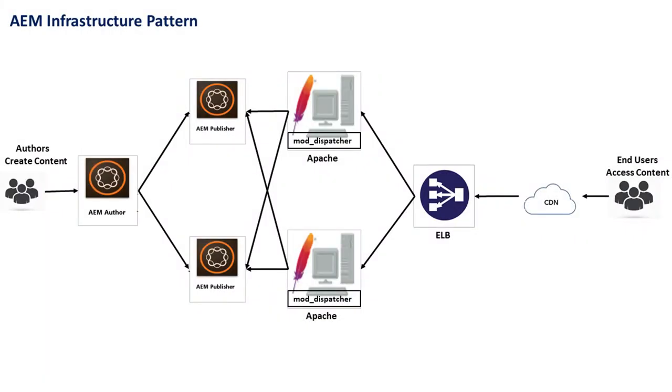Here you can have n number of dispatchers, and each dispatcher connects to all the publishers. If you see here, I have two dispatchers, and each one is connecting to both the publishers. Same case here, it will give more redundancy. Even if one of the publishers is not available, both dispatchers are going to serve the content. The infrastructure pattern is going to be based on your requirement, your website traffic, your performance requirement and your availability requirement.